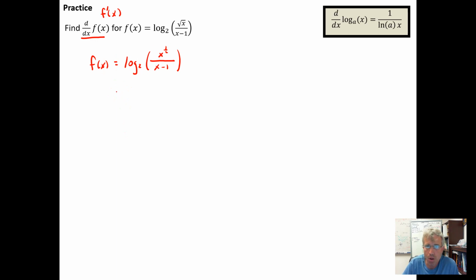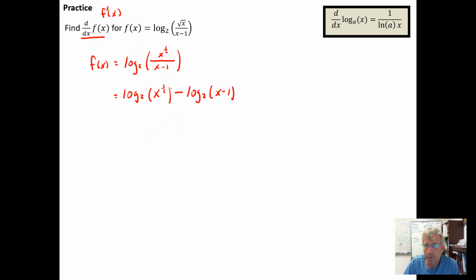The first thing we want to recognize is that this log base 2 can be rewritten using log properties. I have a ratio of two expressions, and log properties indicate that if we have a ratio of expressions, we can take the log base 2 of the numerator, and because it's a division, we subtract from that the log base 2 of the denominator. That's using log properties from pre-calculus.